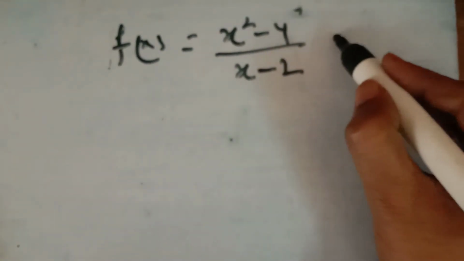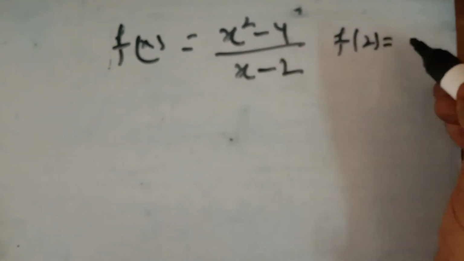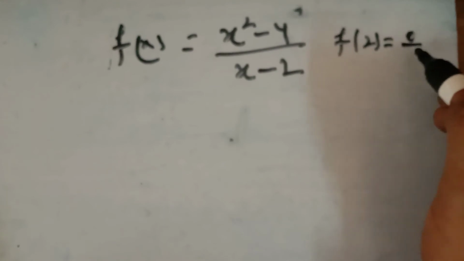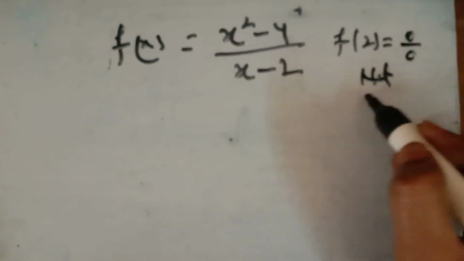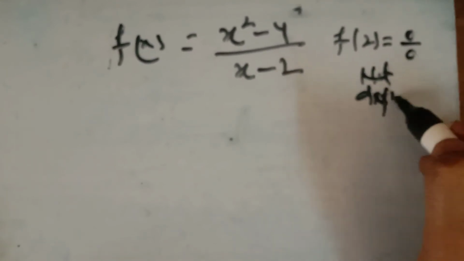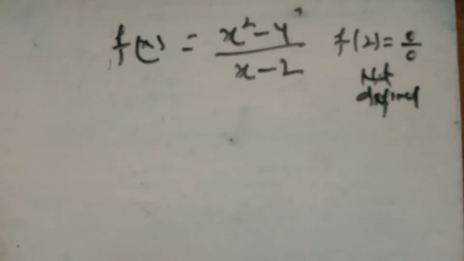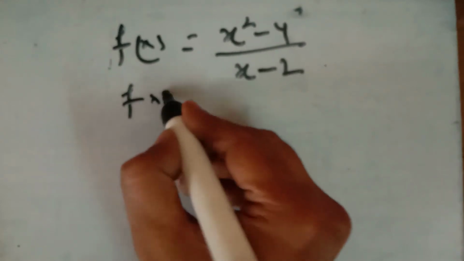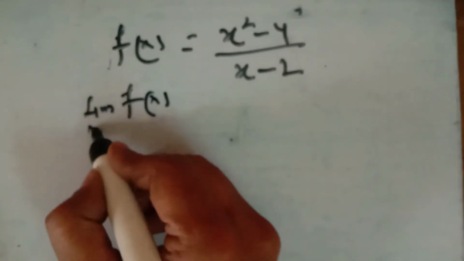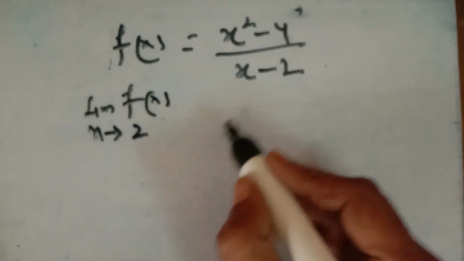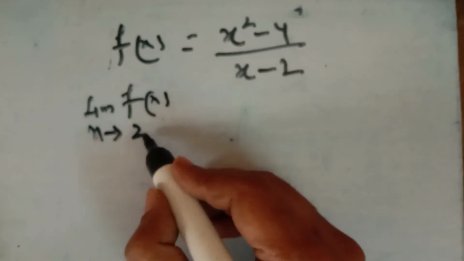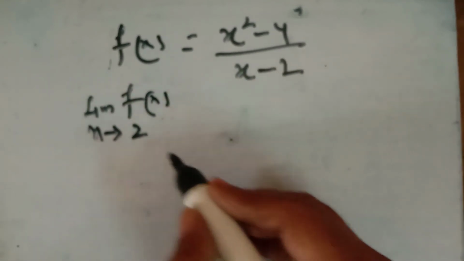Now if we find the value of the function at x is equal to 2, it is 0 upon 0 form, means not defined. The value of the function at x is equal to 2 is not defined. Now if we find the limit of this function as x goes to 2, as it approaches 2, how do we do it?